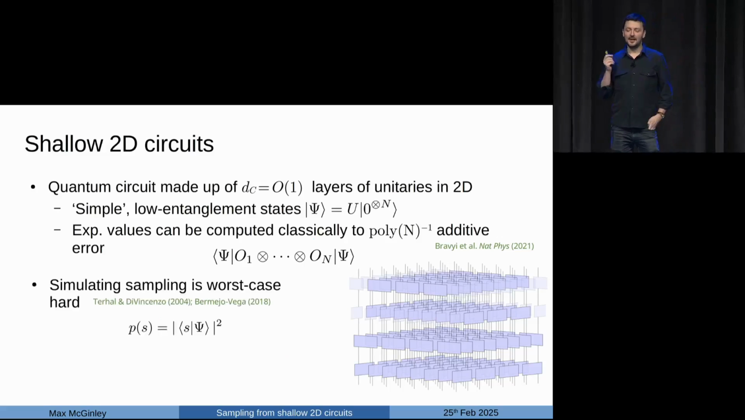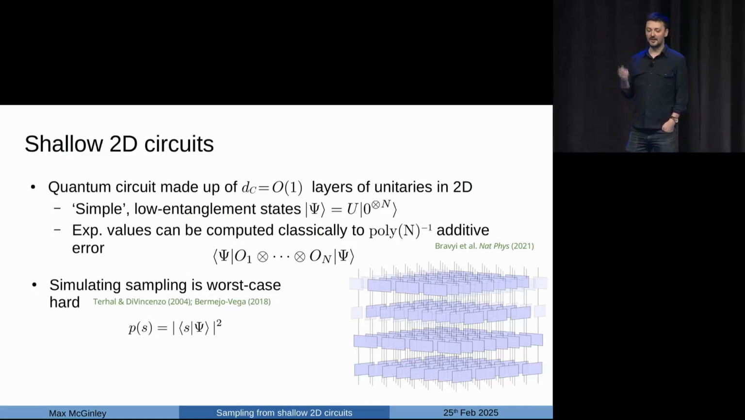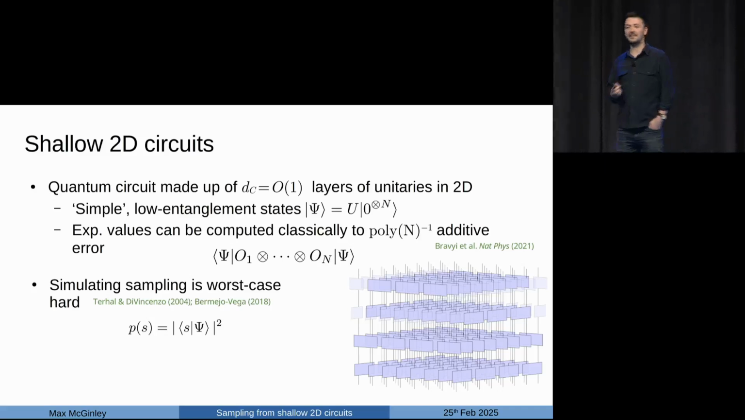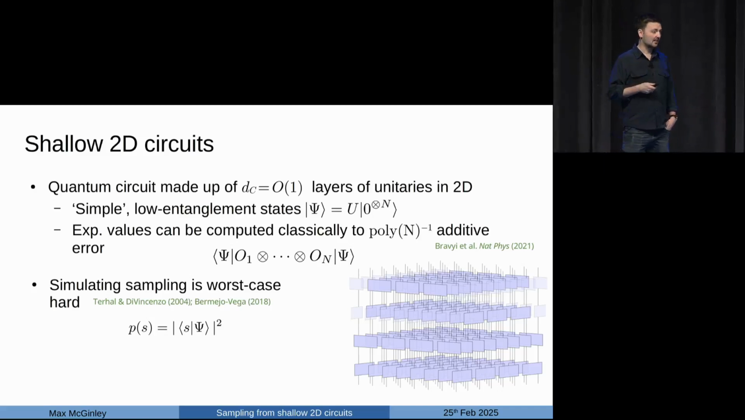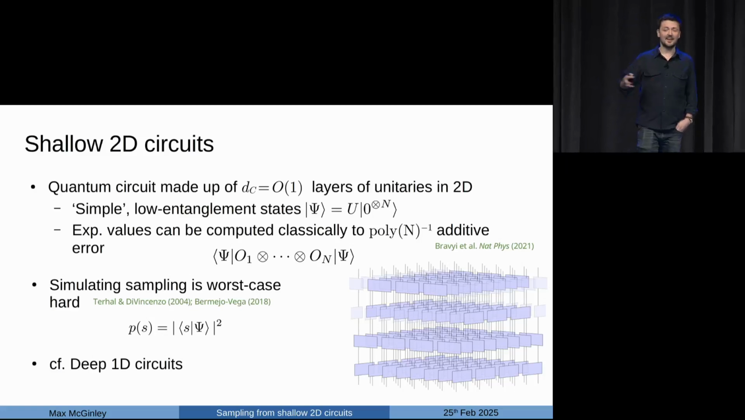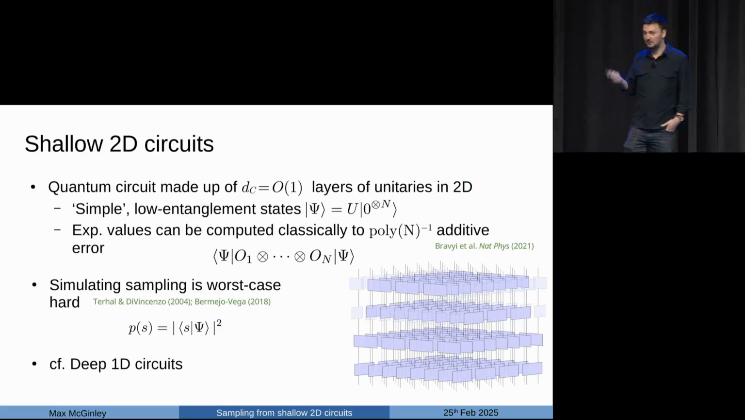Now, despite this, simulating sampling is still hard in the worst case. So that is, if we want to sample from this distribution, under some plausible complexity theoretic assumptions, this is hard. And this is in contrast to what happens, for example, in deep 1D circuits, where in essence, we run the circuit for a very long time. We generate a very complicated entangled state, and then estimating expectation values or sampling, they're both hard problems.